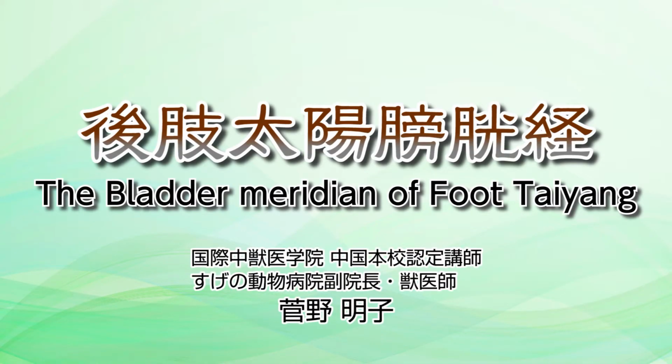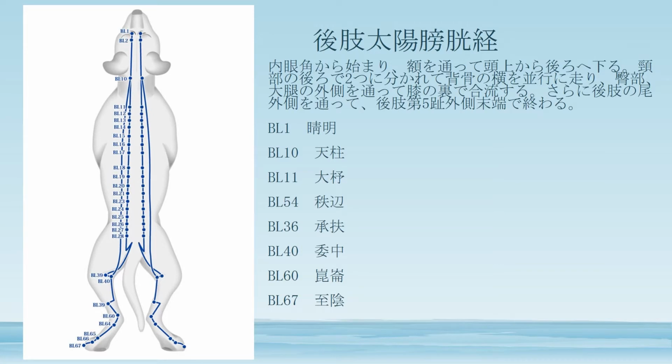The Bladder Meridian of Taiyang. The bladder meridian starts from the inner canthus of the eye, goes to the forehead, then goes over the top of the head and goes down at the back side of the neck.